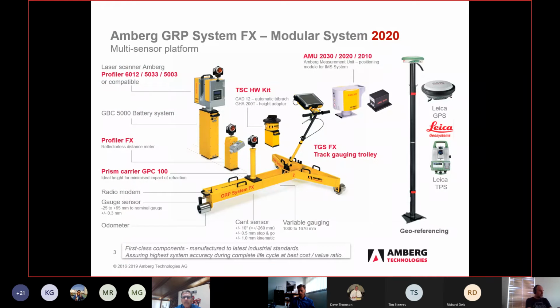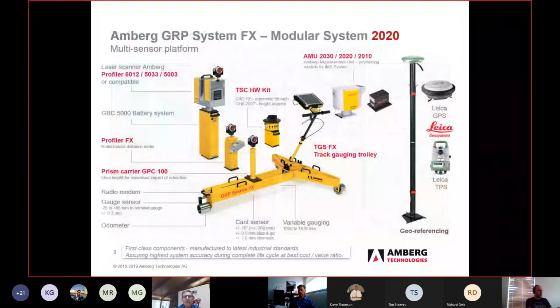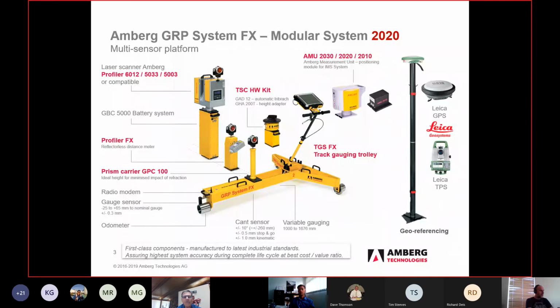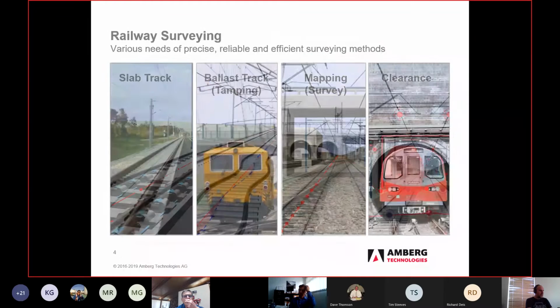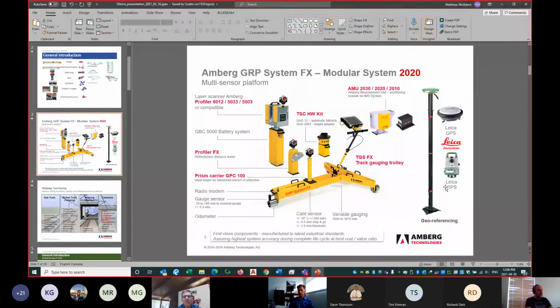So what we've got is the basic system, the GRP 1000, and that includes, I don't know why it's changing slides on me. In any case, so we've got the prism. Oh Lord, I'm just going to stop it. Okay, so we've got a prism, our computer, and GPS. So that's the most basic system.